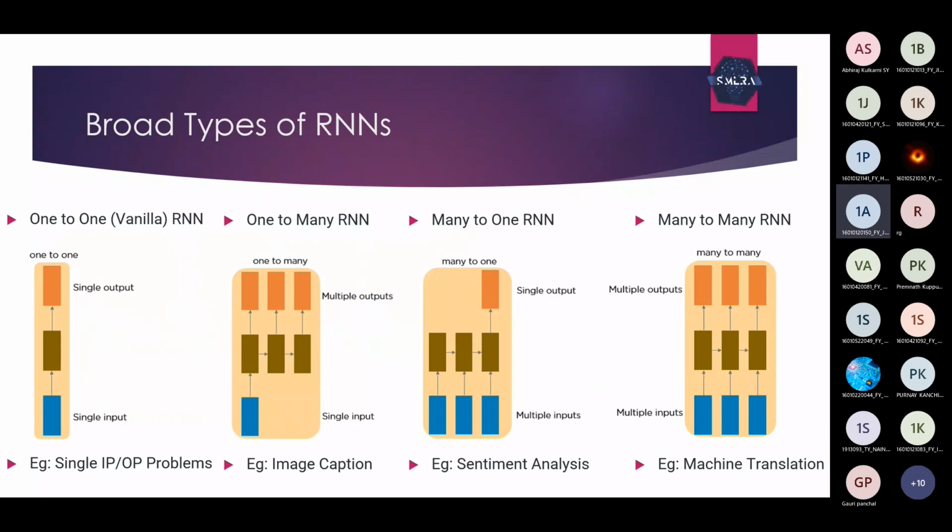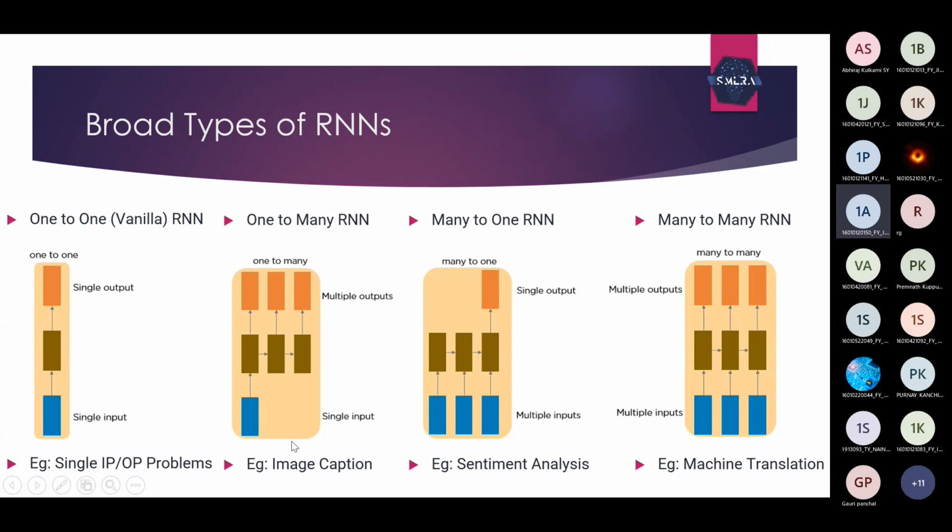So what are the broad types of RNNs? As you can see over here, there is one-to-one RNN, that is the vanilla RNN. Then there's one-to-many, many-to-one, many-to-many. If there is a single input-output problem, then you have a single input node, then you have a hidden layer, and then you have a single output as your output node.